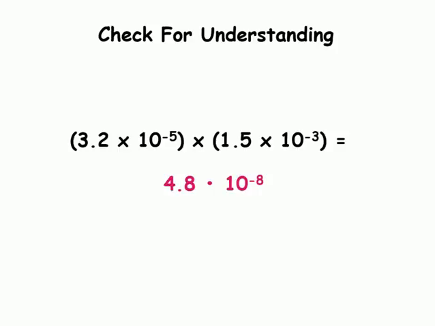3.2 times 1.5 is going to give you a value of 4.8 using the correct number of significant figures, times 10 to the minus 8th. Again, we're multiplying the m values and then adding the exponents. Negative 5 plus negative 3 is negative 8.